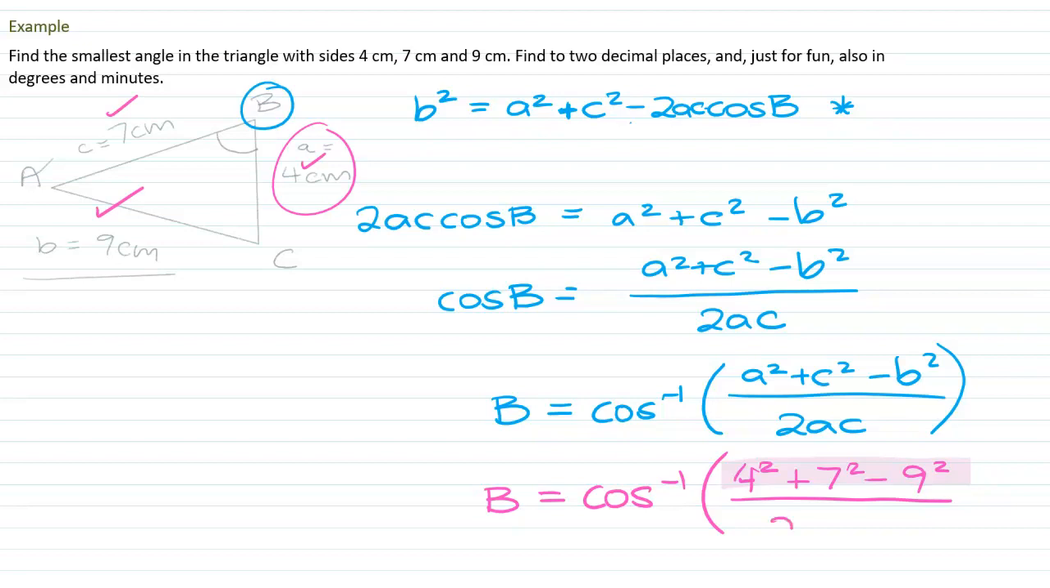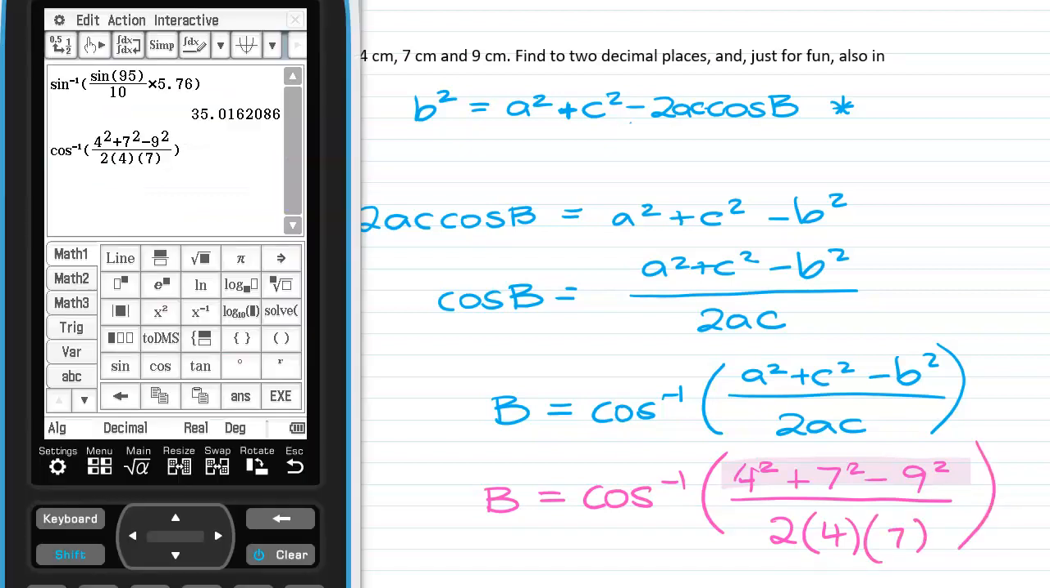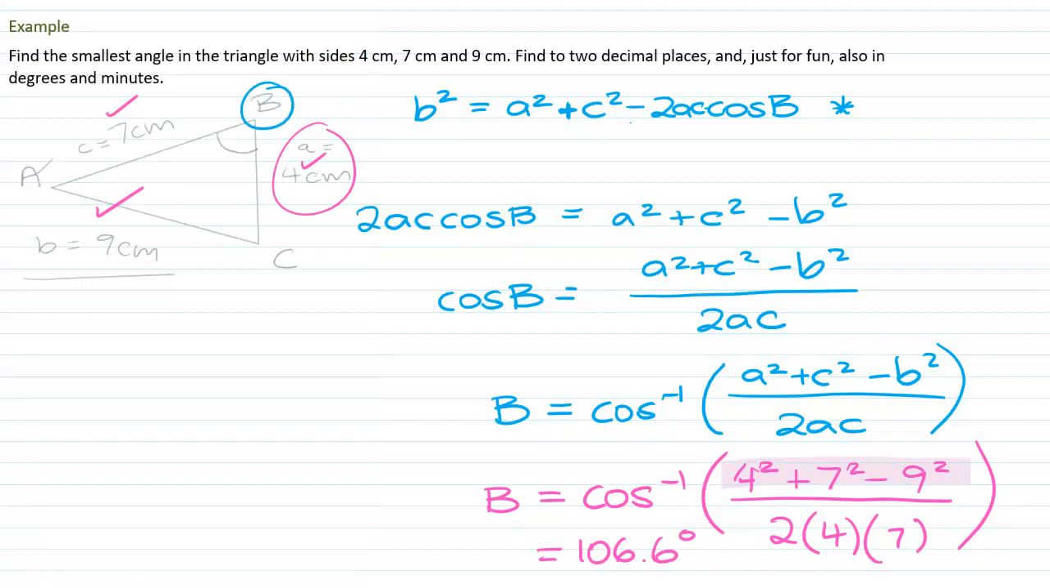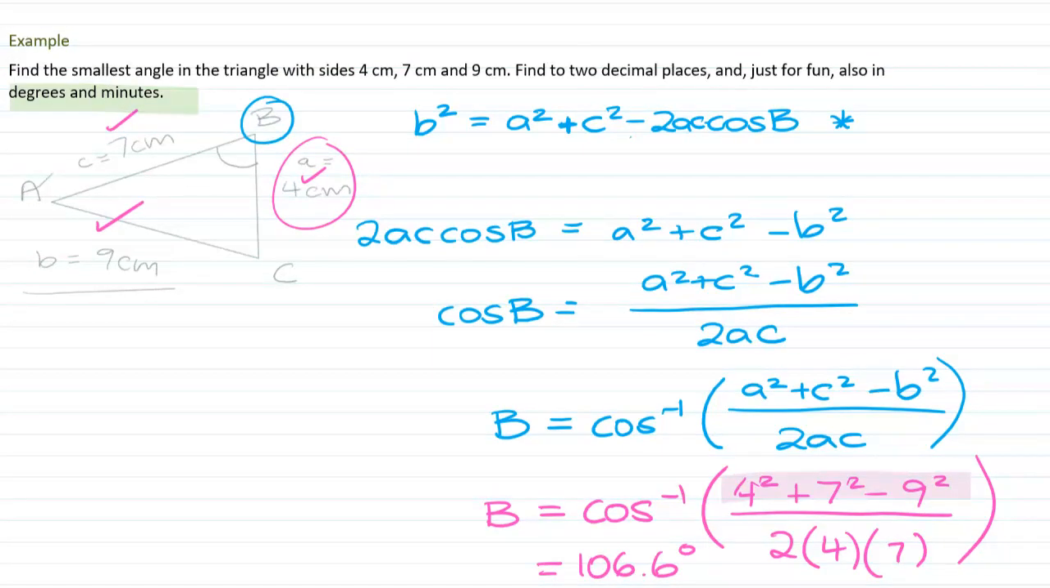Great. And then on 2 times the value of a, which was 4, times the value of c, which was 7. Let's pop that into the calculator. Okay, I'm just double checking my signs there. I've got my calculator in decimal and it's in degrees because I do want this as an answer in degrees at the moment. So let's go. Okay, so that's 106.6. We'll do it to 1 decimal place. Degrees.